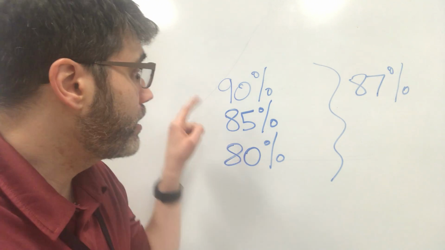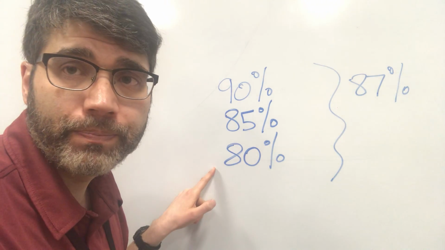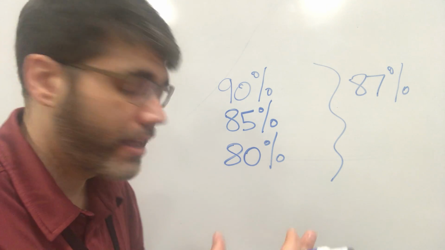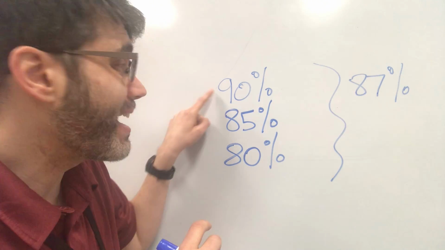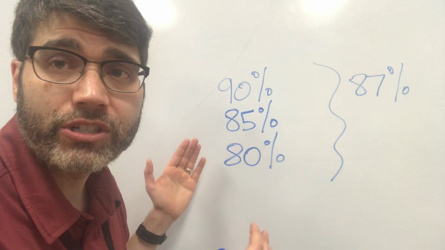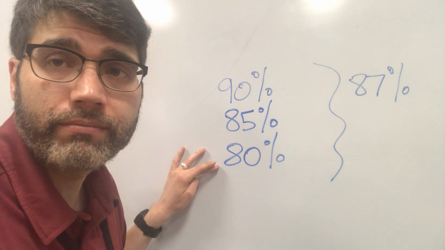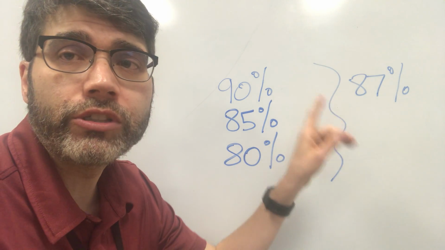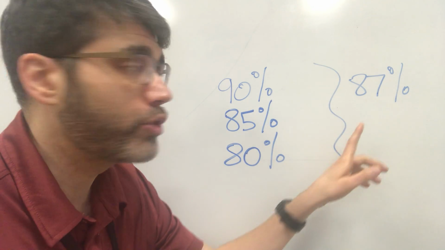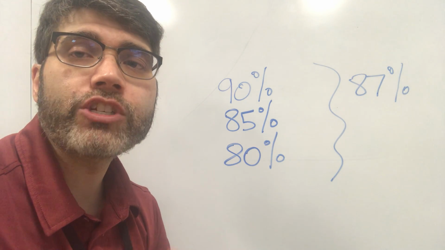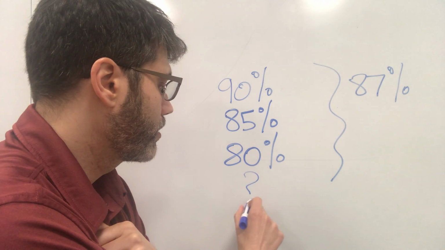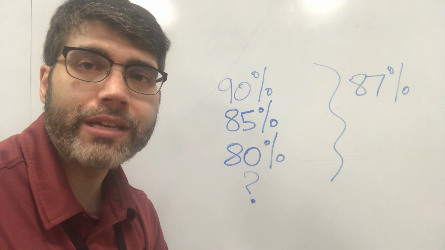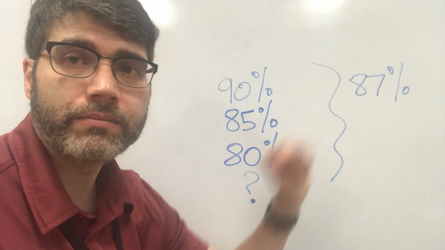Right now, if you added these up, you would get a total amount of points. And then you would divide by 3 to find the average. The average of these 3 turns out to be 85. But you want to pull your overall average up to an 87. The question is, what do you need to score on the next quiz to pull it up to an 87?